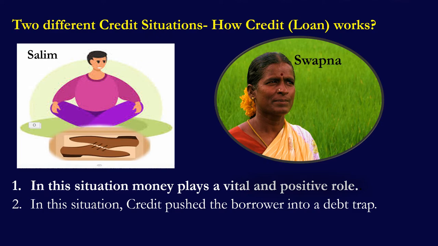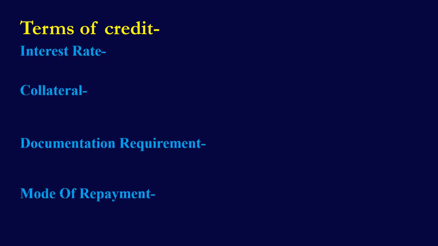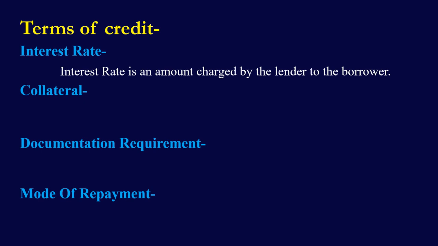Thus, whether credit or loan would be useful or not depends on the situation of the borrower. There should be some support in case of loss. Our next topic is terms of credit. Terms of credit or terms of loan include the interest rate, collateral, documentation requirement, and the mode of repayment. The interest rate is an amount charged by the lender to the borrower.